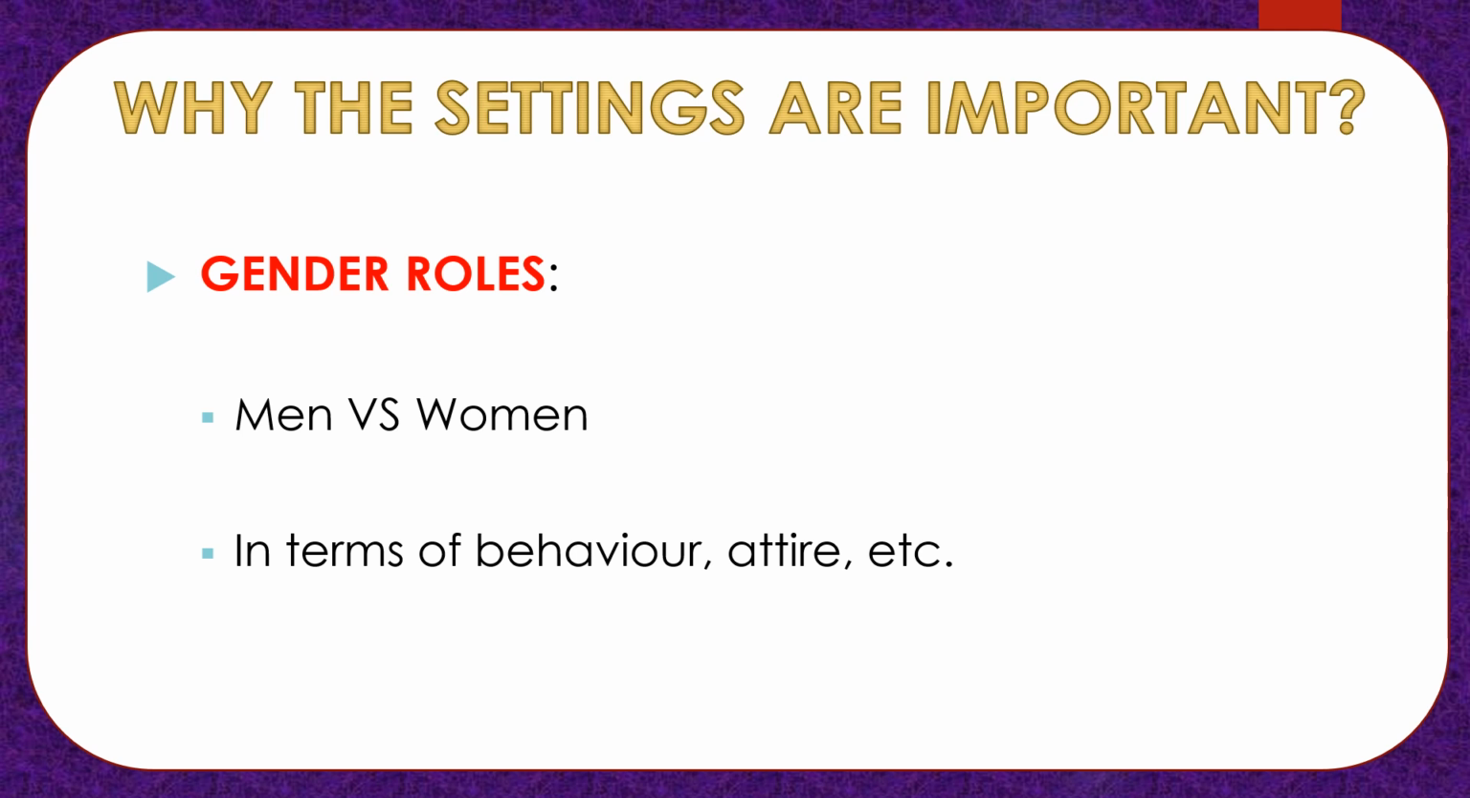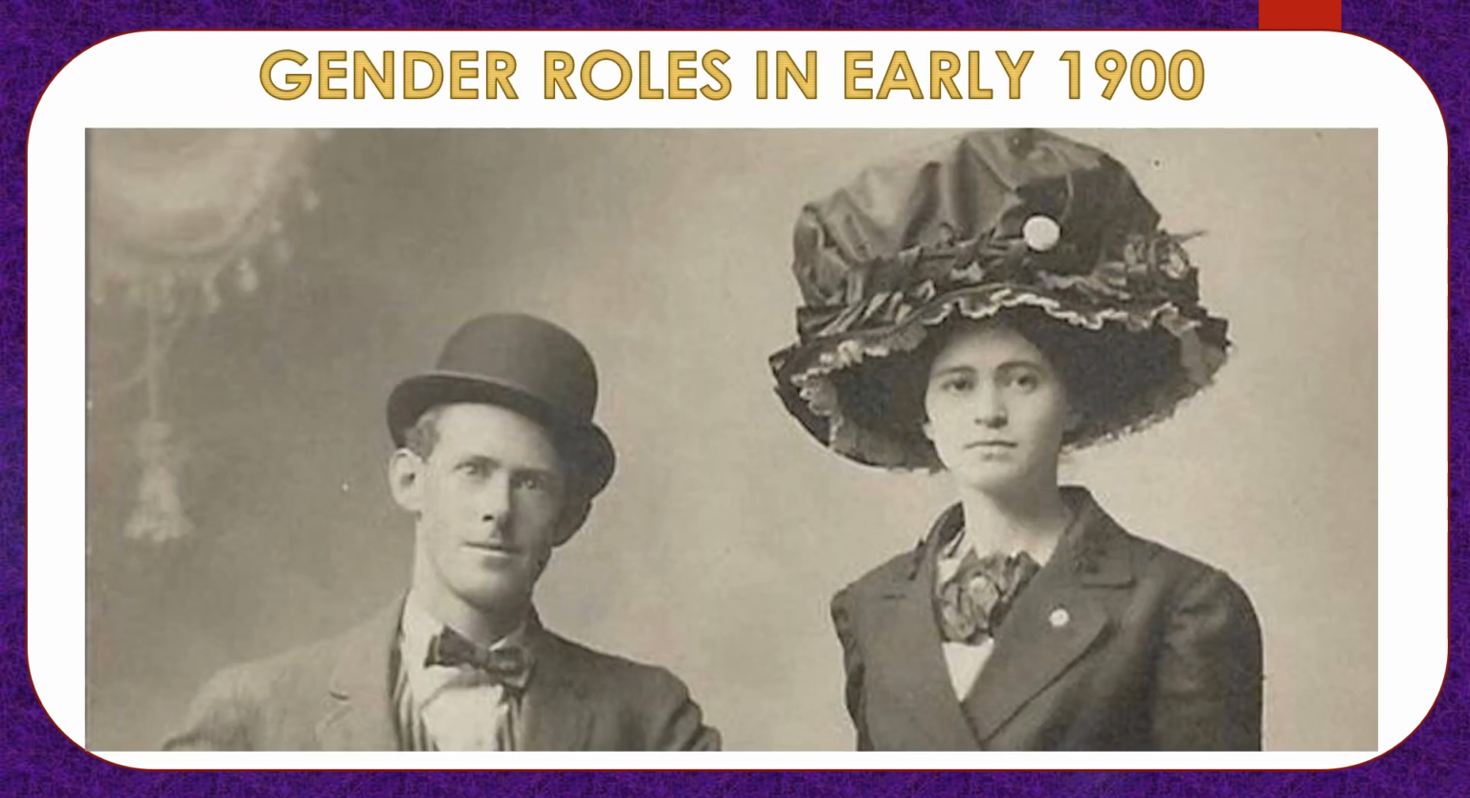However, if we look at the setting of this novel, it happened between 1917 and 1918, which means it is in the early 1900s. Do you remember Titanic? Do you remember how the people in the movie wear their attire? Let's look. Yeah, they look like this.